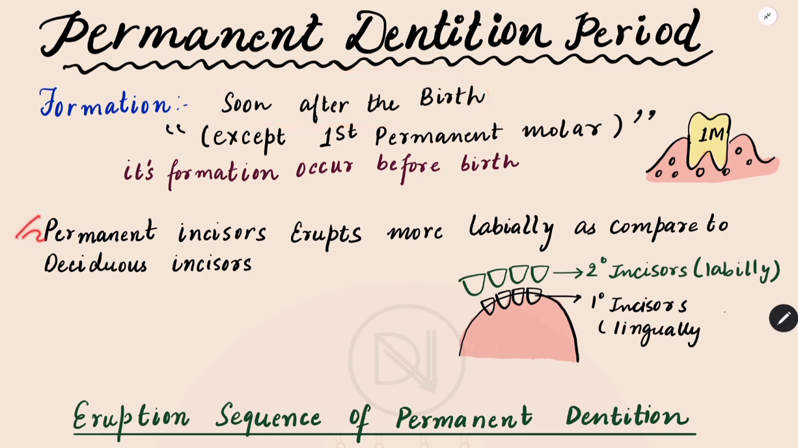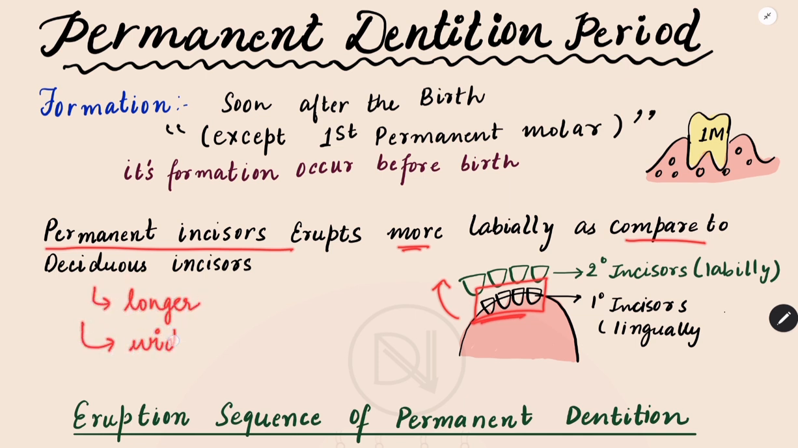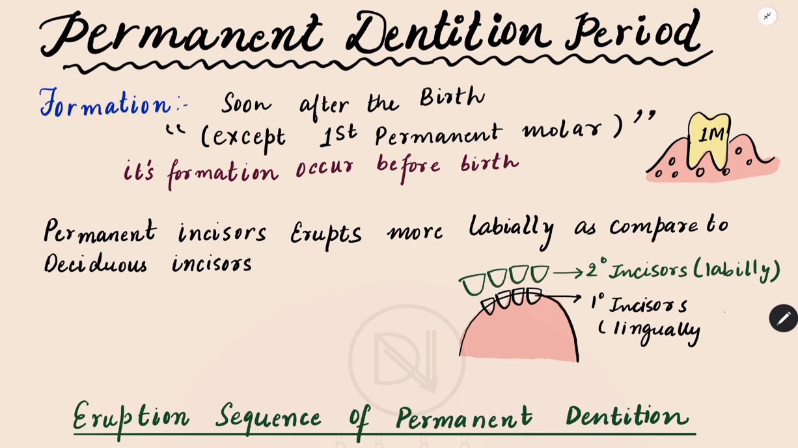Now, there is a characteristic feature of the permanent dentition. The permanent incisors tend to erupt more labially as compared to your deciduous incisors. Why? Because they are longer and wider. Because they require more space, to acquire more space the permanent incisors erupt more labially as compared to your deciduous incisors.